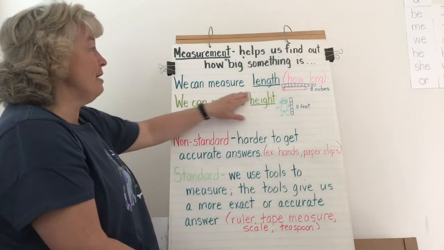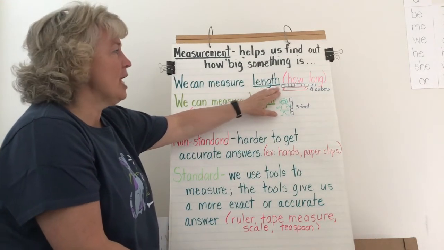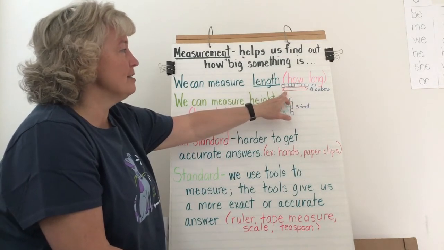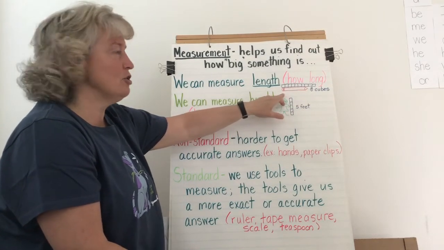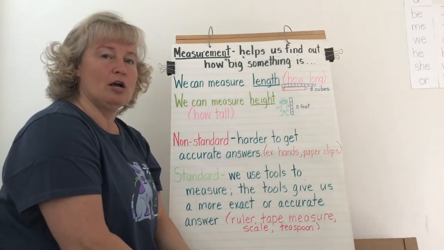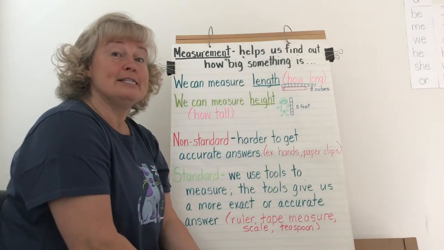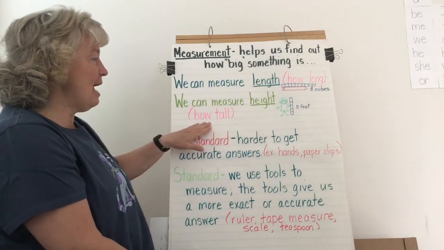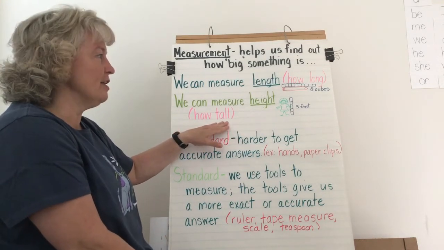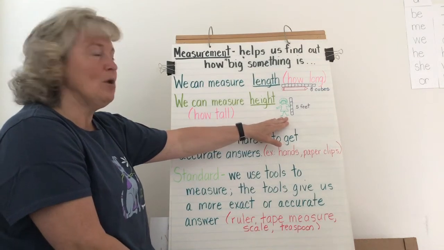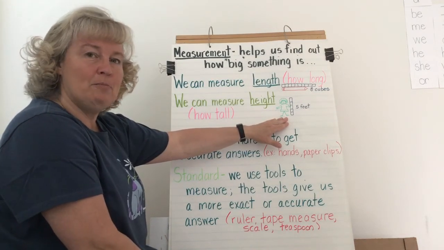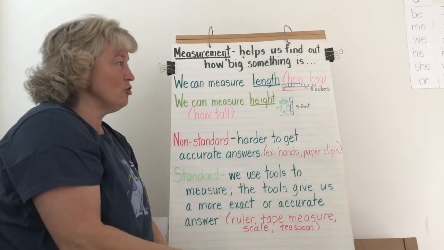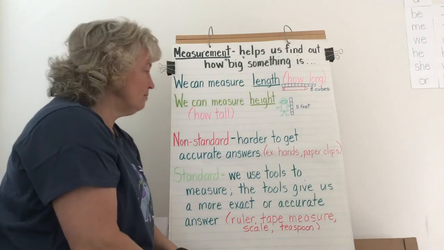So we can measure length. That's one thing that we can measure, which is how long something is. Maybe it's as long as 8 cubes. Like if I measure this pencil, it could be 8 cubes long. Or it could be 7 inches long. We can also measure height, like how tall something is, how tall a giraffe is, or how tall we are. We could use a yardstick to help us figure that out. We could check our heights on the wall and then measure how tall we are, like 5 feet tall.